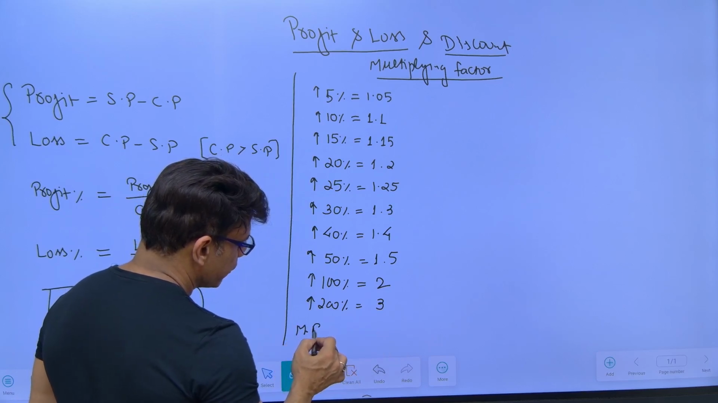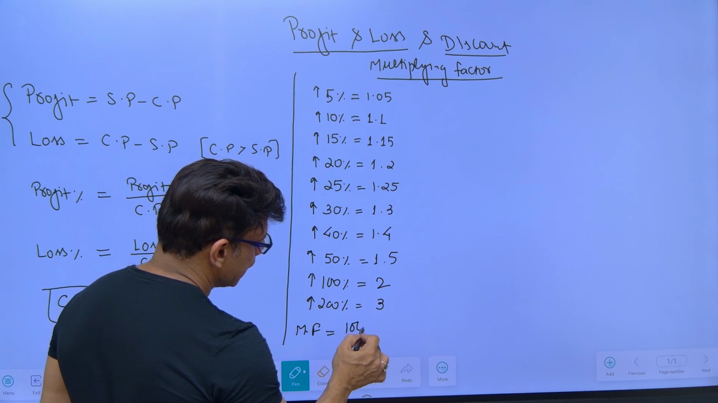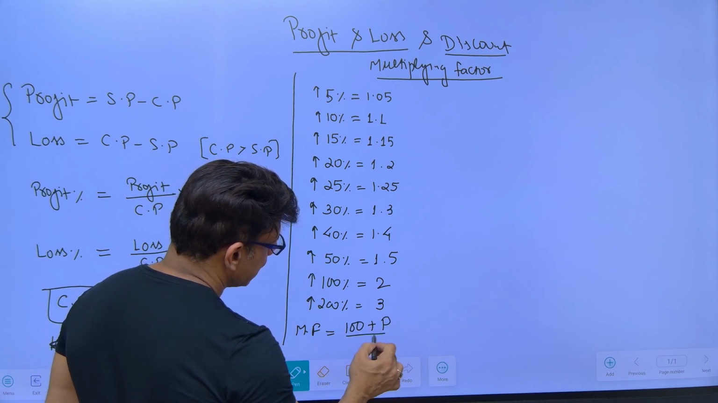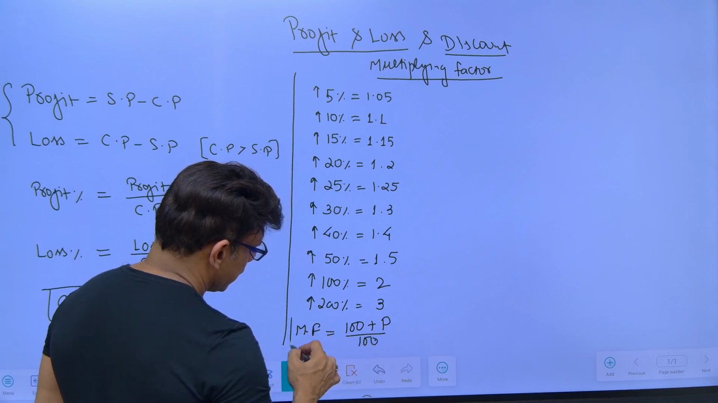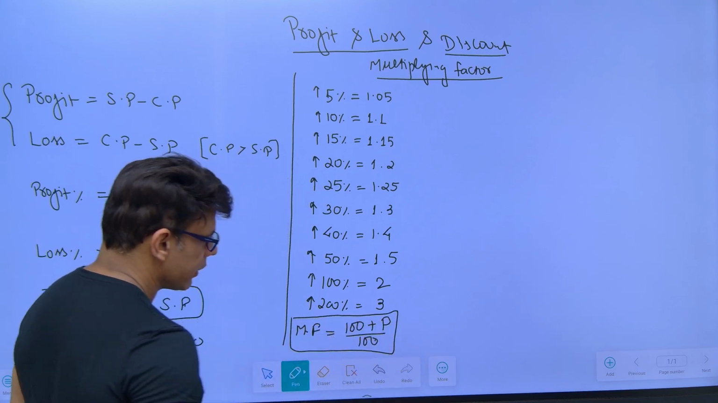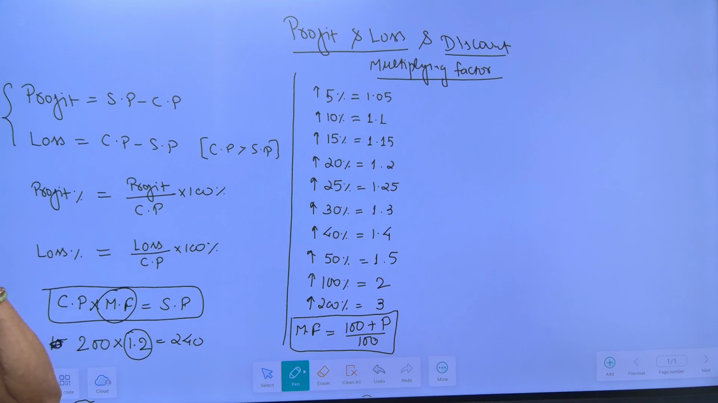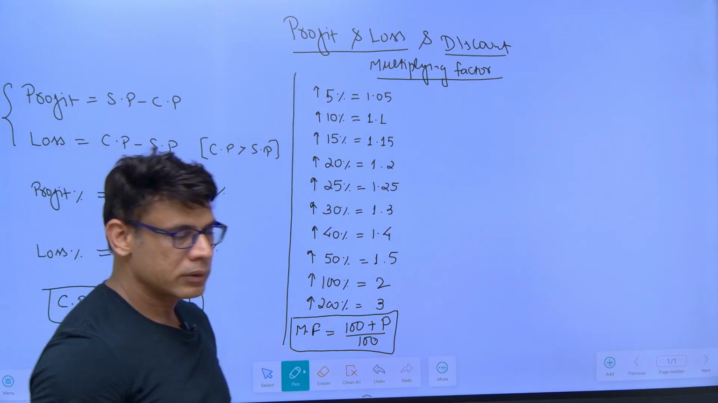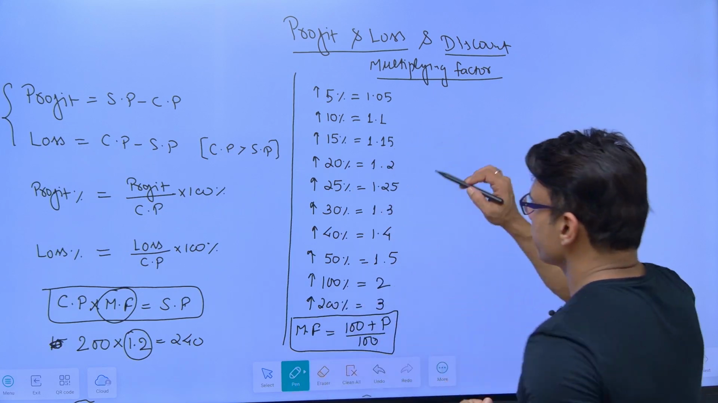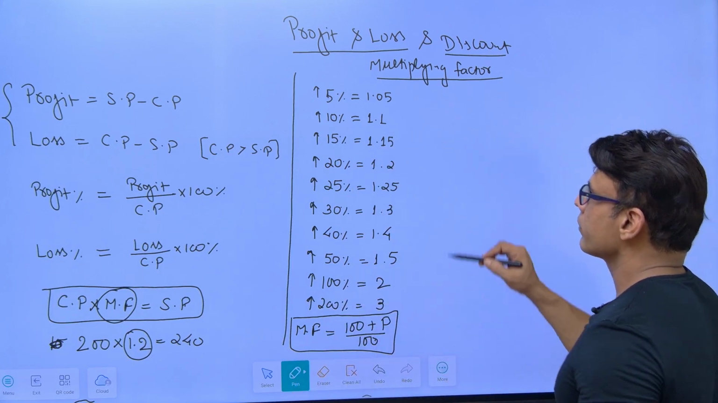So formula to find multiplying factor is (100 plus P) upon 100. What is P equal to? The percentage increase. Multiplying factor for percentage increase.